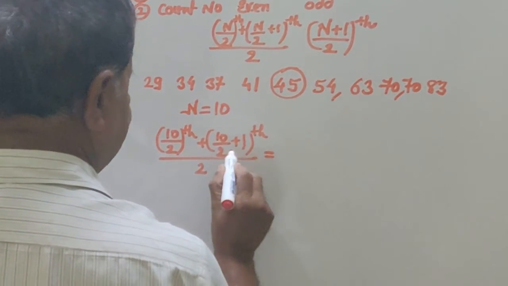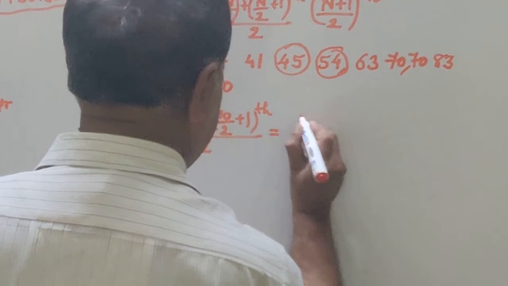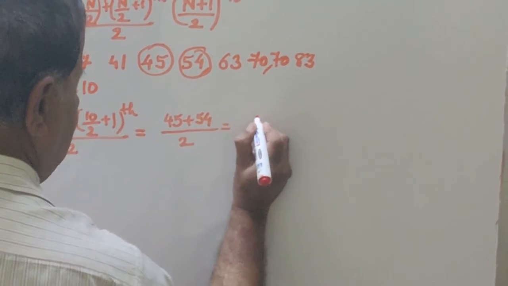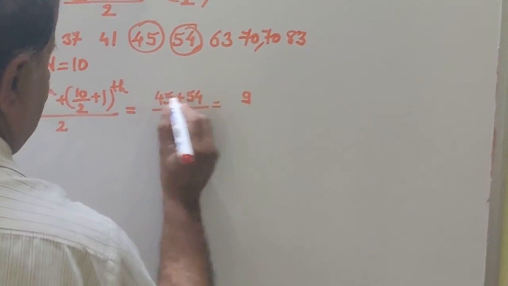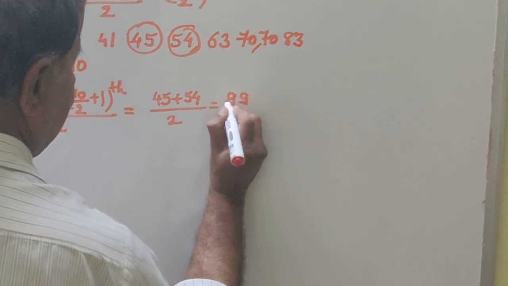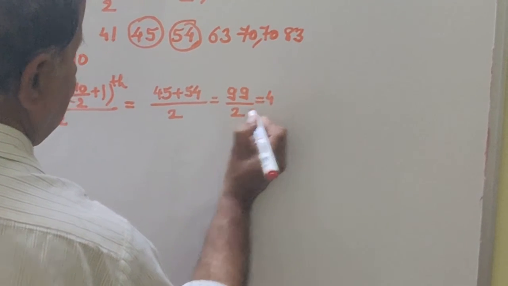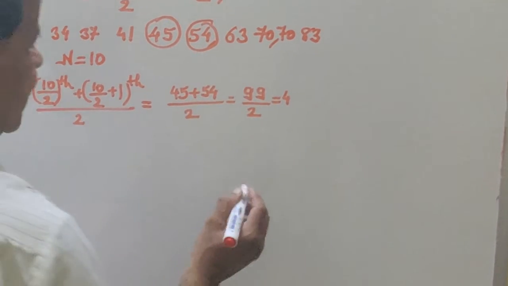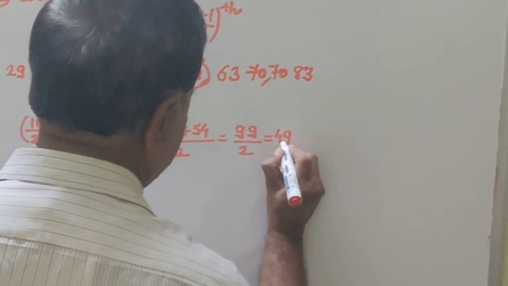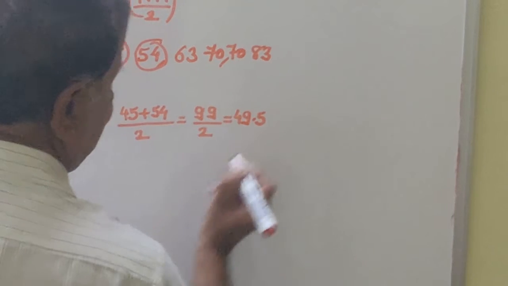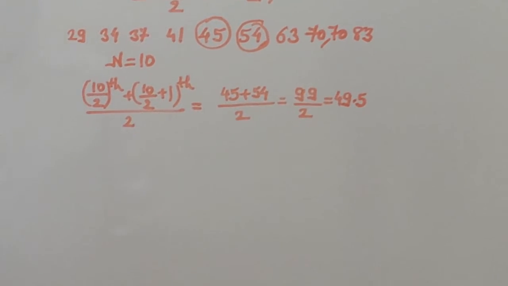And what is this one? Now I am writing here. What will come here? 5 plus 4 is 9. Okay. Divided by 2. What will come here? 2, 4, 8. Carry 1, 19, 2, 9, 18, 1, 0 is 5. 49.5 is the median of this.